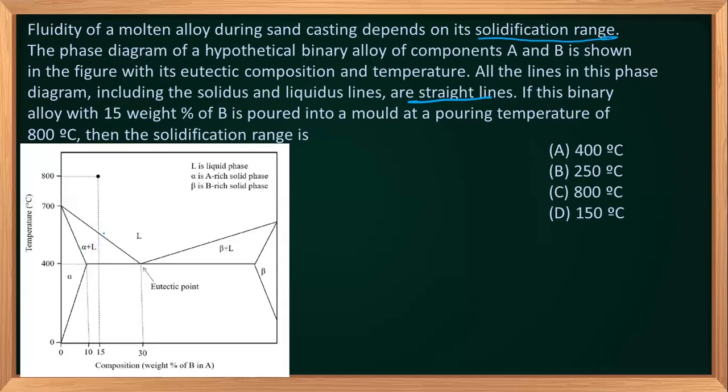So this is the thing which is asked. What is the range of temperature of solidification? This range it is asking, right? And for calculating this range, it is very simple. We have been given that all the lines are straight lines, so we can use interpolation to find out what is at this point, right? What will be this point?